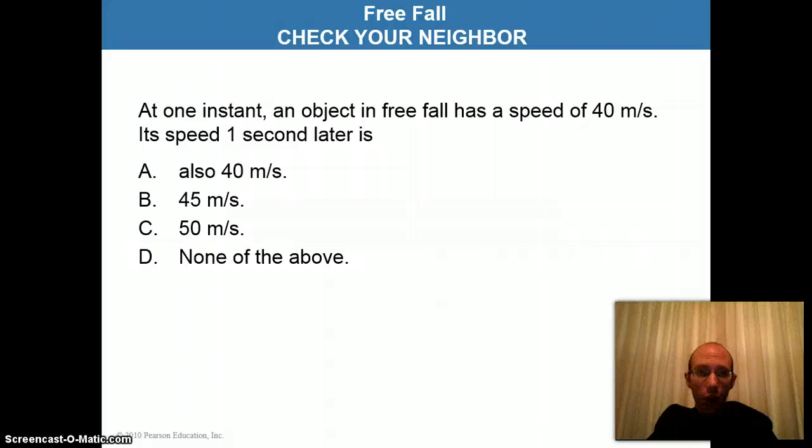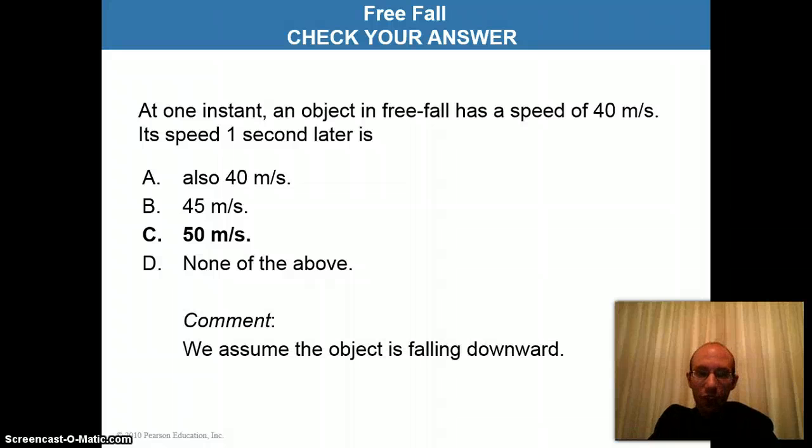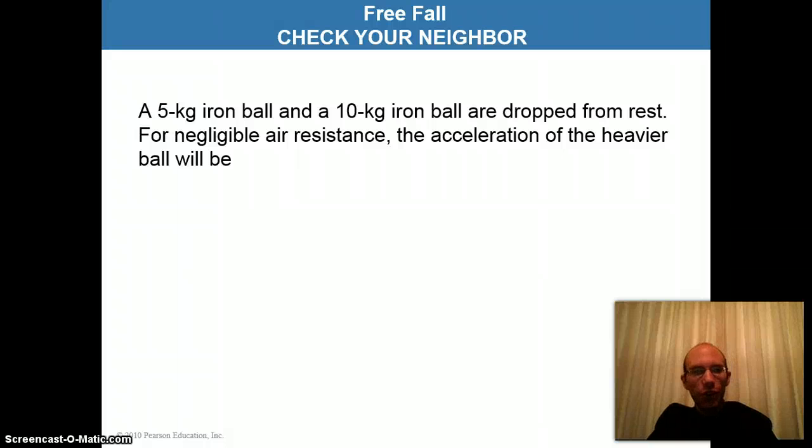And the answer was, naturally, C, 50 meters a second. Why? The acceleration of an object in free fall is g. g is equal to 10 meters per second each second. And so after 1 second, you've added 10 meters a second in speed, and the speed ends up being 50 meters a second, assuming that the object is falling downwards.